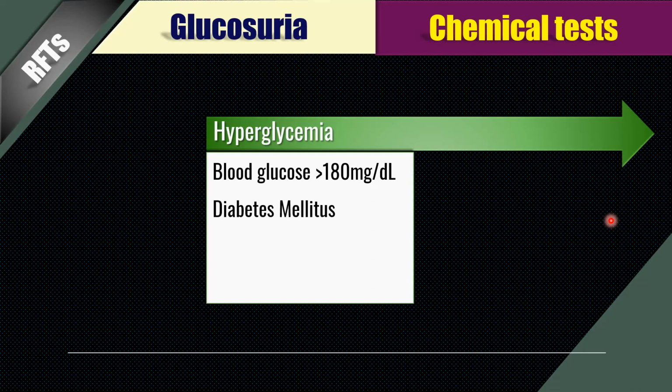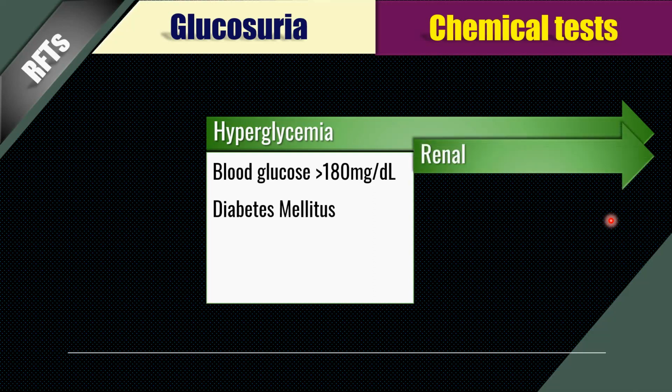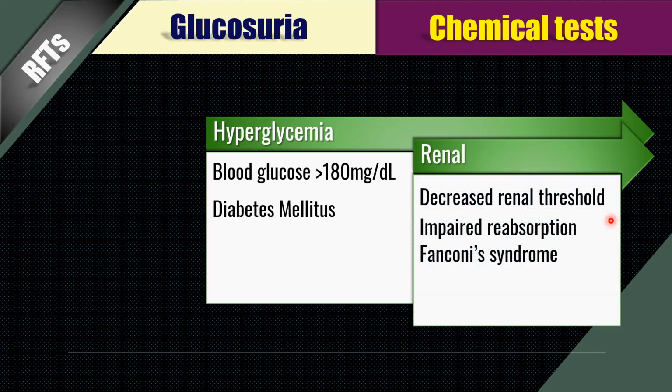It's seen in diabetes mellitus. Another reason for glucosuria is renal glucosuria. Here it might not be due to hyperglycemia but due to decreased renal threshold. So normal renal threshold is 180 mg per dl. Due to some reason there may be decreased renal threshold, then we can see glucose in the urine, or sometimes impaired tubular reabsorption. Example is Fanconi's syndrome.